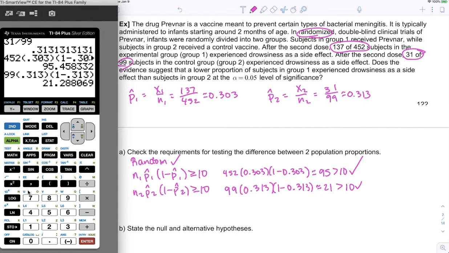So let me just make a note. Samples are less than 5% of the population. Usually that one you don't have to worry about unless the population happens to be very small. But usually that's not the case. Okay, so we have the requirements met. So let's go ahead and go to part B, state the null and alternative hypotheses.